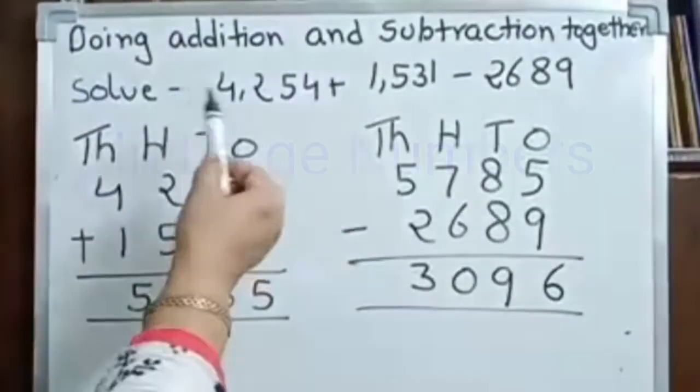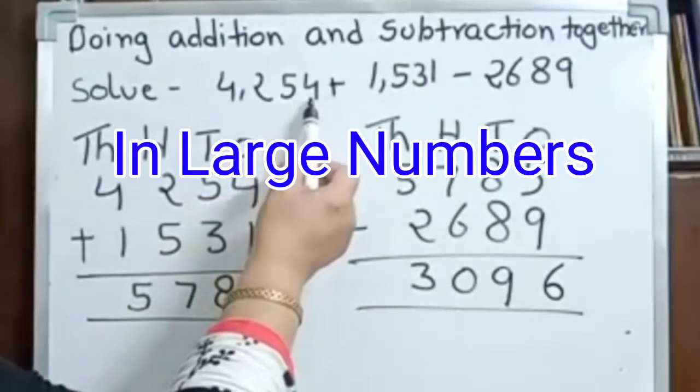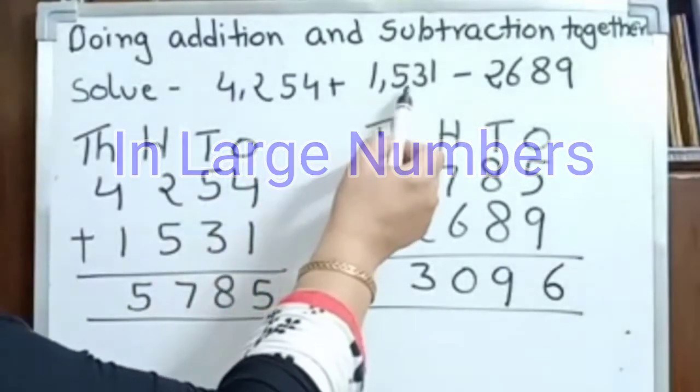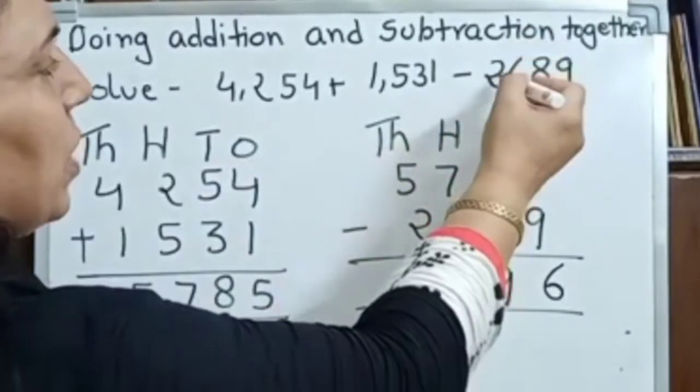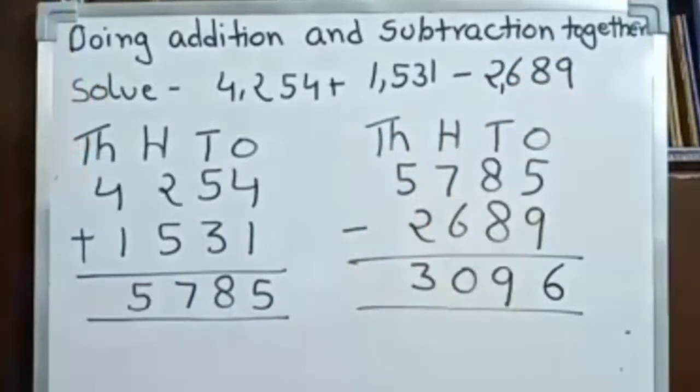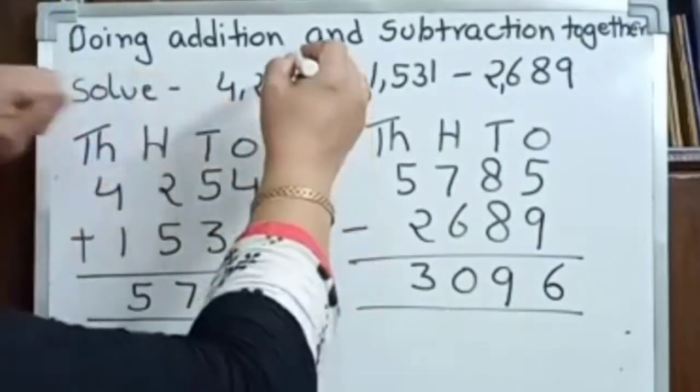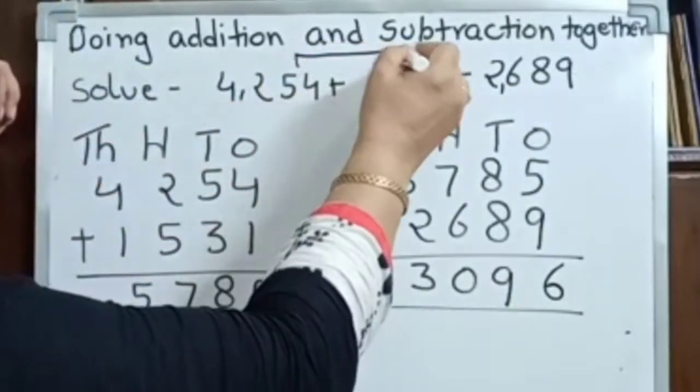Now students, we have 4254 plus 1531 minus 2689. So what to do first? First you have to add these two numbers.